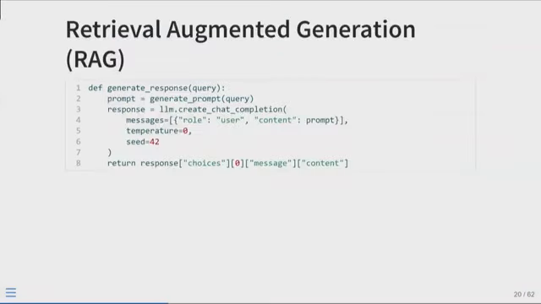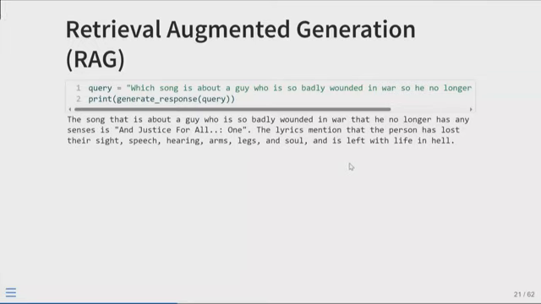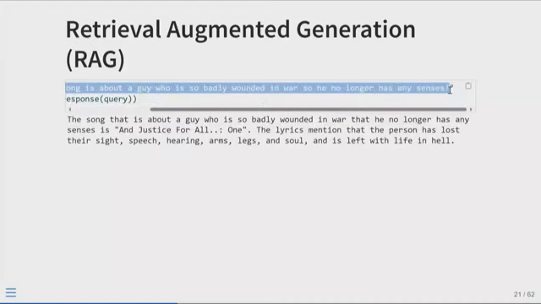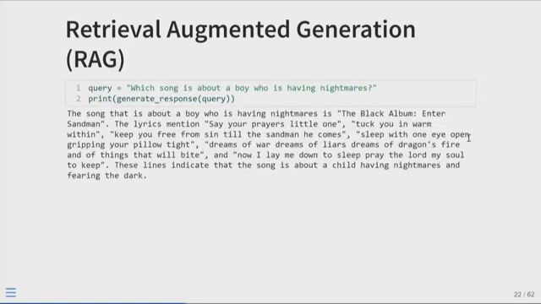In that case, I'm just generating the prompt by hand, then giving it to the LLM and filtering out the response. If I look at this, which song is about a guy who is so badly wounded in the war, etc., it replies correctly, it's 1. And if I look, for example, at the other one, which song is about a boy who is having nightmares, it also chooses the correct one, which is Enter Sandman.